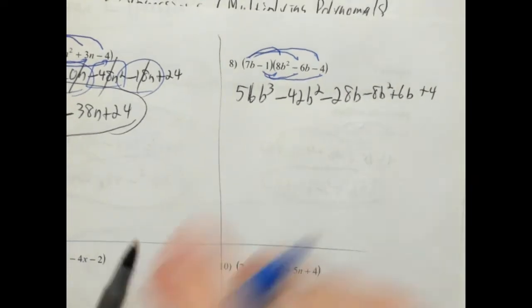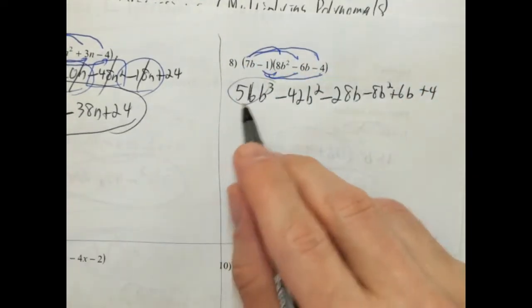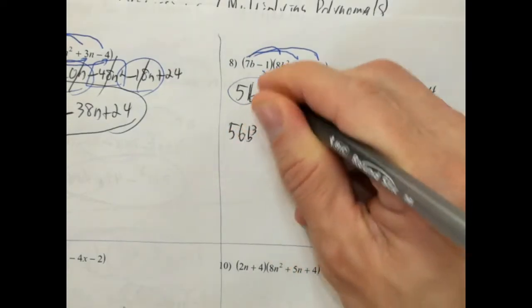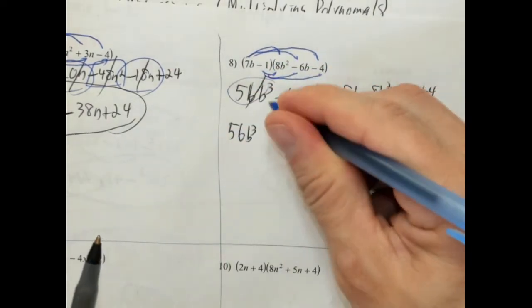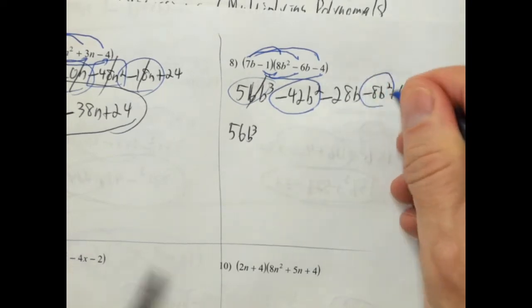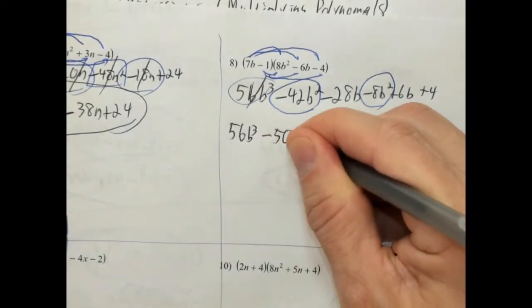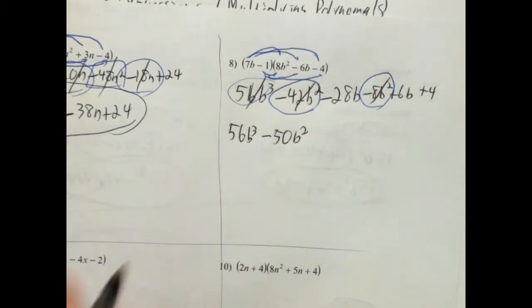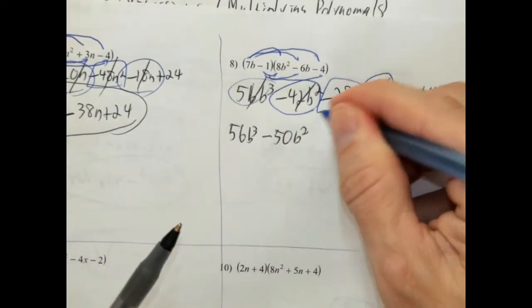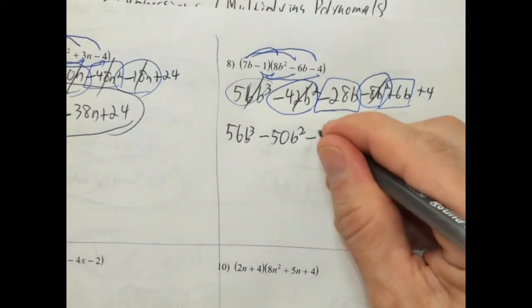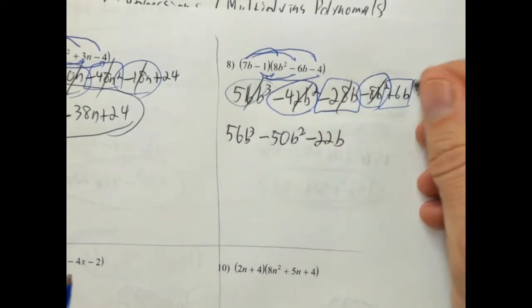Okay, now we're combining like terms. Nothing will combine with the 56b cubed because there's no other b cubes here. Negative 42b squared will combine with negative 8b squared. So negative 42 minus 8 will be negative 50b squared. And we have negative 28b and positive 6b. So negative 28 plus 6 would be negative 22b. And then just bring down the 4.